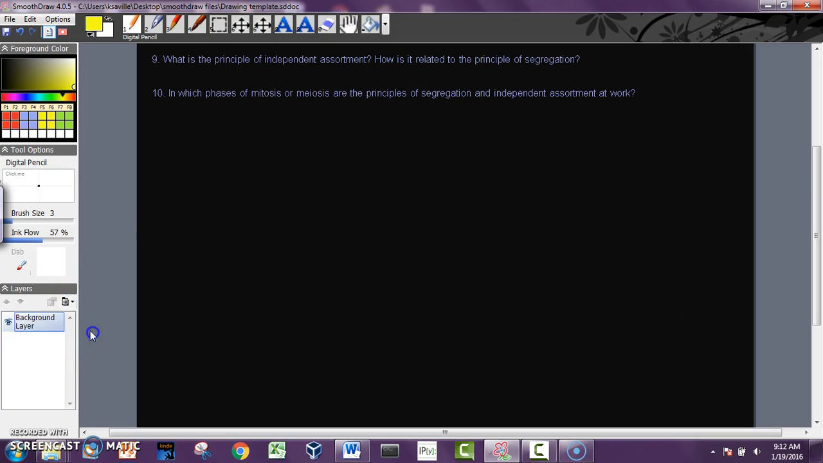Alright, so let's delete that layer. We'll do another one. And now we'll do independent assortment. So now that means we have 2 genes. And you could have 3 genes, 4 genes, 5 genes, 1,000 genes. But we're talking about how genes assort independently. And that means that they're on different chromosomes.